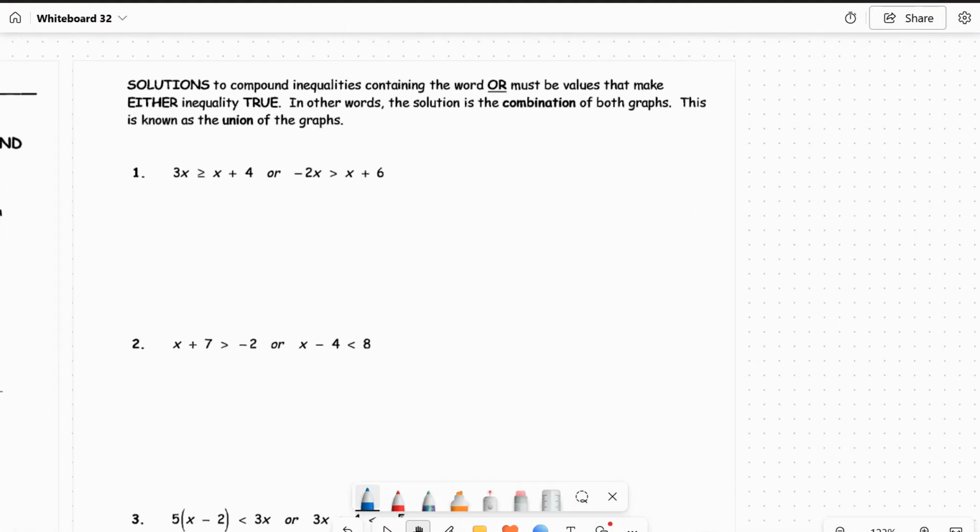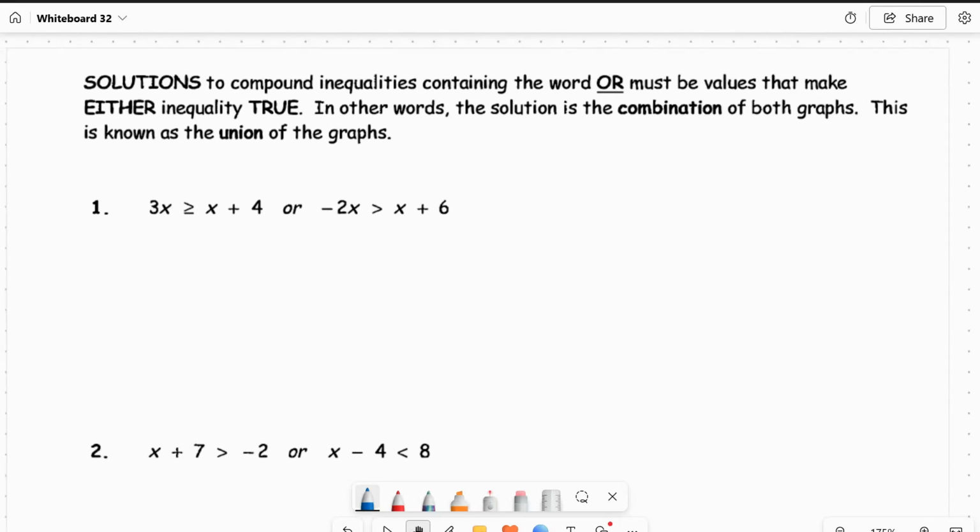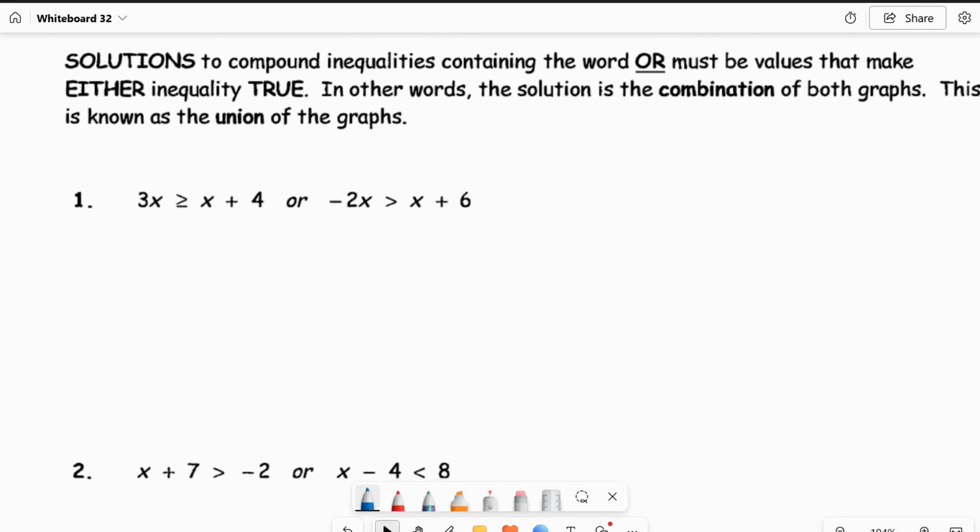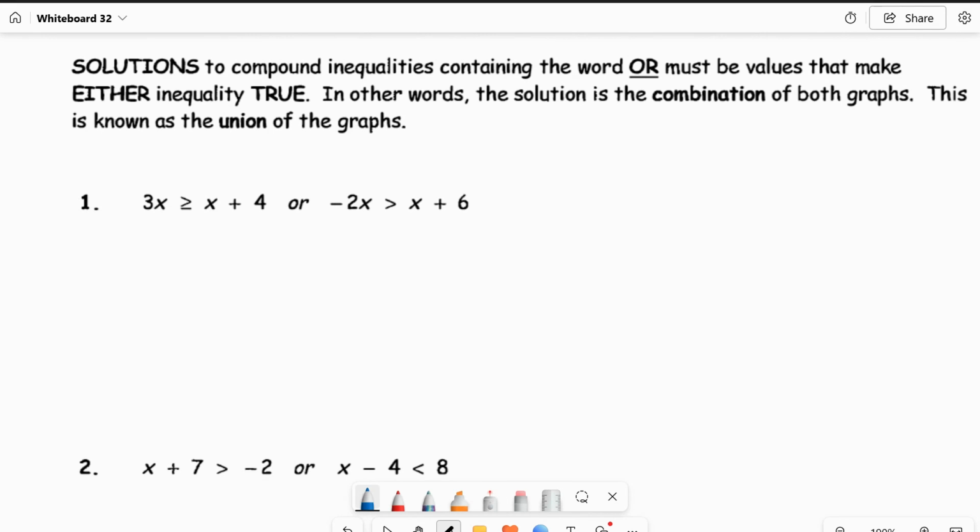So for an or inequality, solutions to compound inequalities containing the word or must be the values that make either of the two inequalities true. In other words, this solution is a combination of both graphs. This is known as the union of the graphs. So essentially, anywhere where either of the two inequalities is true works for an or compound inequality. So same process, we need to solve both separately.